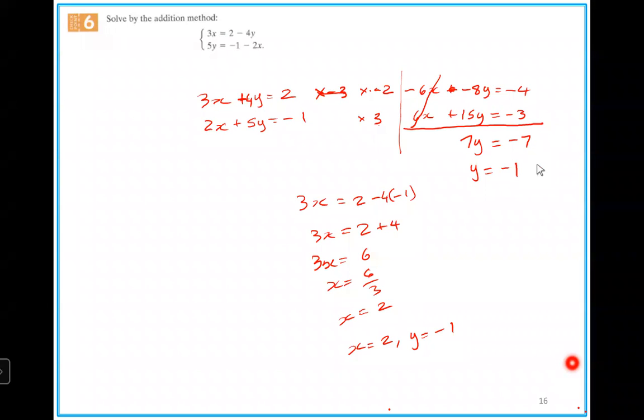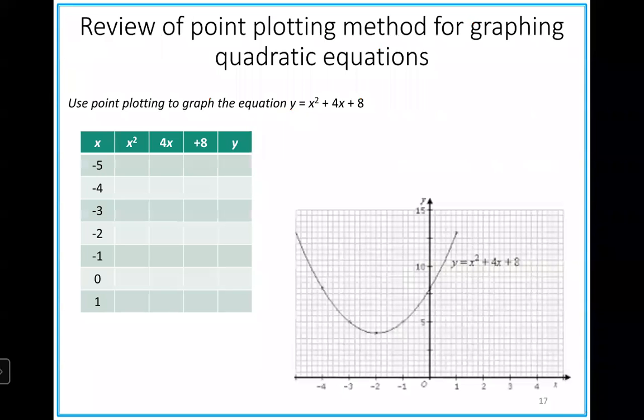Okay, so that's it for the elimination method and the substitution method. You'll get a few to practice for homework. And so that would end our look at this section, which is 7.3. And we're going to move on now to a portion of 7.6.